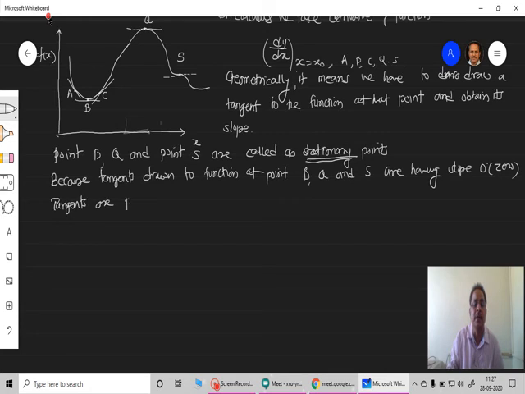Tangents are parallel to the x axis. And that's why these three points, point B, point Q and point S, are called the stationary points, and further classification of these stationary points is done like this.